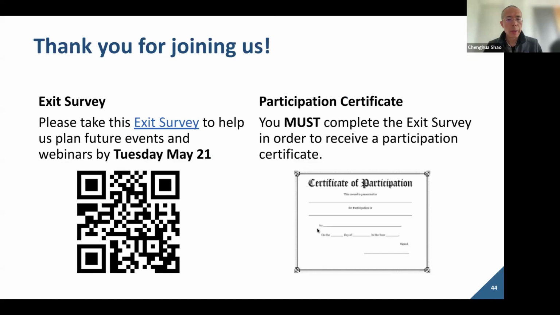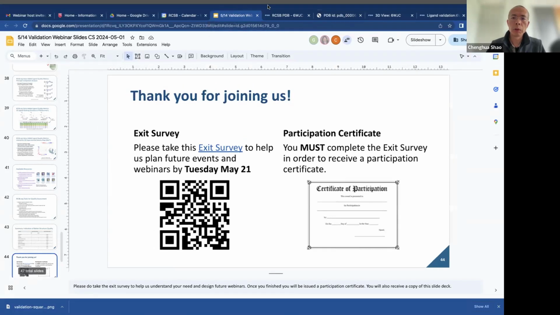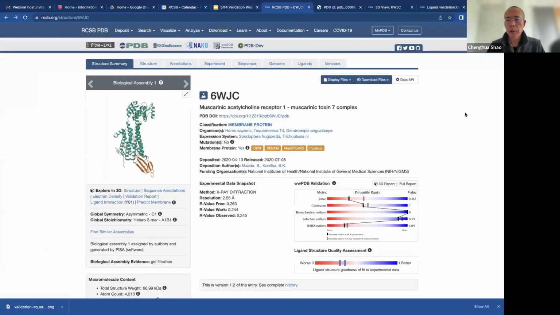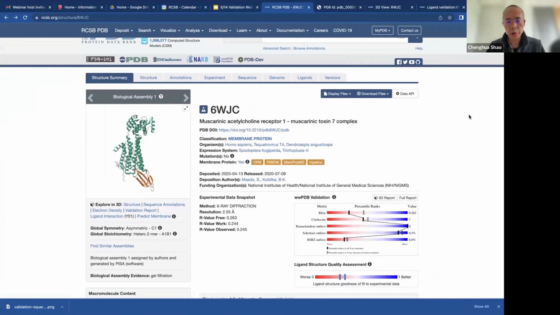So we have 5 minutes. I'll do a very quick demo just to show you where to find these features. I'm not going into the details of this report. So I'll just use one simple example from one of my slides. This is PDB 6WJC.